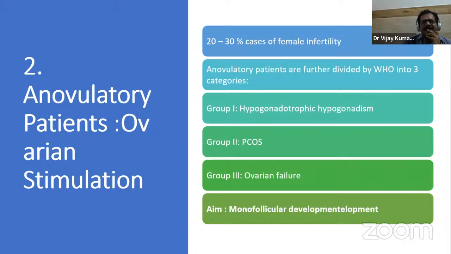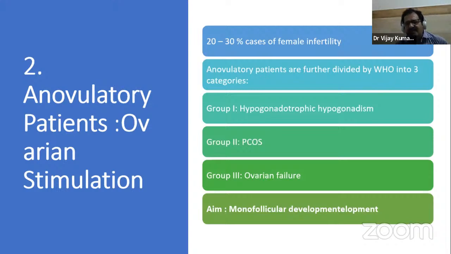The third one, the ovarian failure, is the most difficult category to treat, because in these cases the ovary will not be in a proper state to respond to the gonadotropins. So whatever type of treatment you give, the ovary fails to have good follicles. So that becomes a challenge. Out of these three, if anybody wishes, they can have hypogonadotropic hypogonadism for a successful outcome.